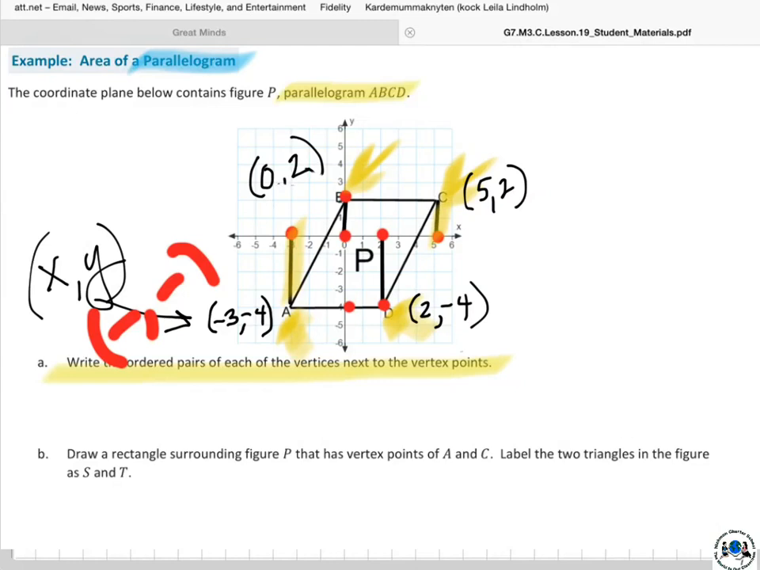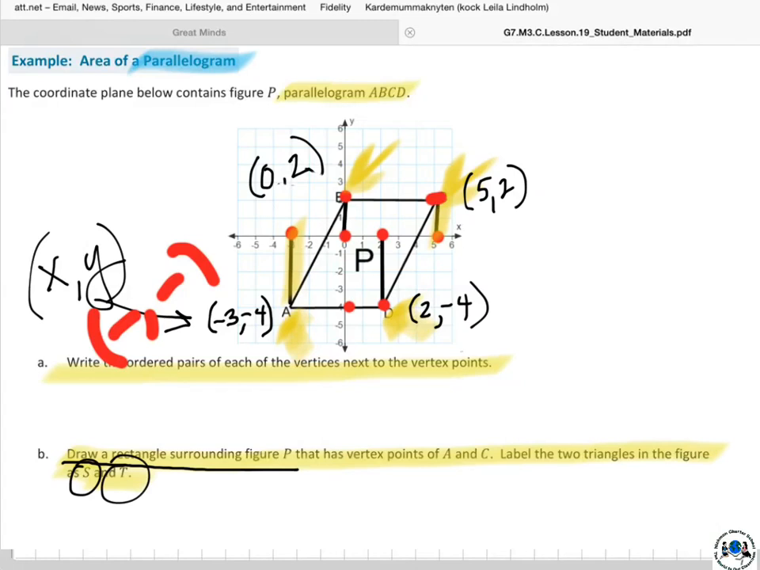We've written the ordered pairs of each of the vertices next to their vertex points. We're going to need all of these and then some. So let's hold on here. Next order of business is coming up.